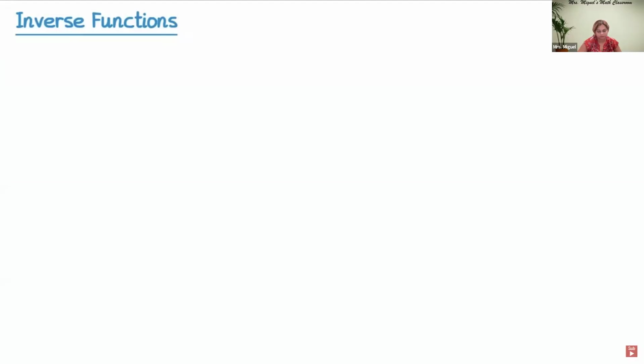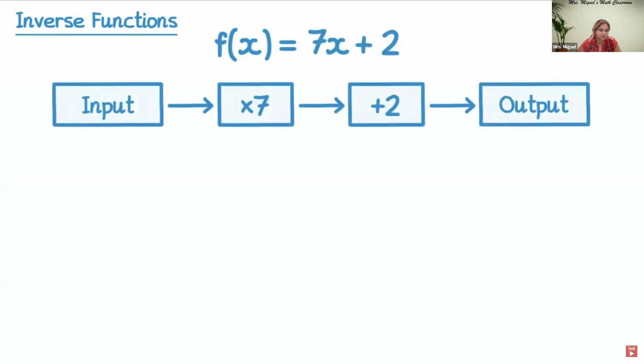Hello and welcome to this video where we're going to learn about inverse functions. So let's start with a function. I'm going to take f of x equals 7x plus 2. We could draw out a function machine for this function. It would look something like this.